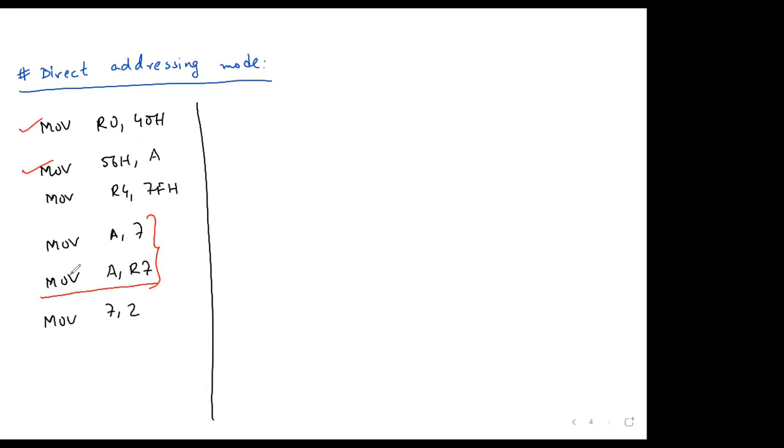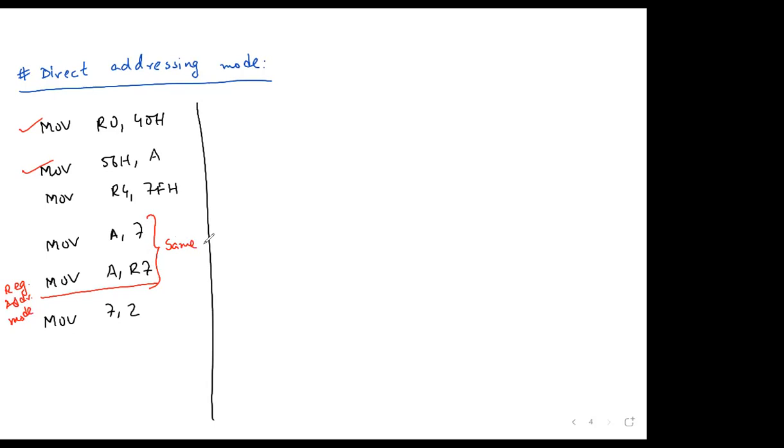This one is an example. Register addressing, exactly. This is an example of register addressing mode. So if you are in bank 0, if you recall from your previous classes, in bank 0, the address of R7 is 7. So in that case, these two will give you the same result. Understood up to this?